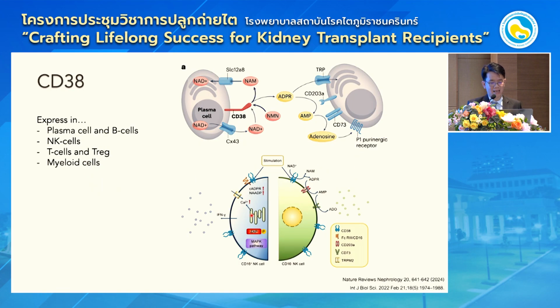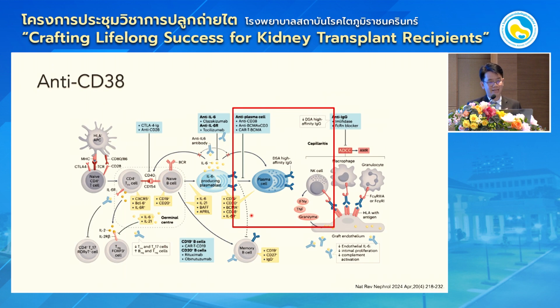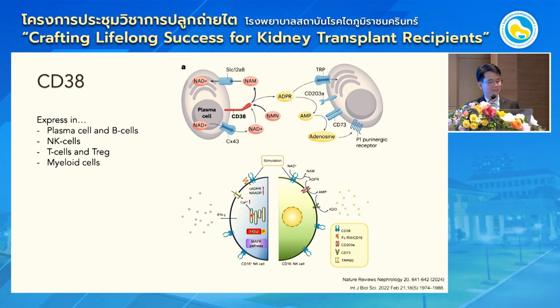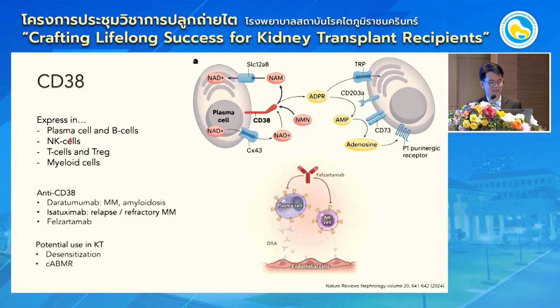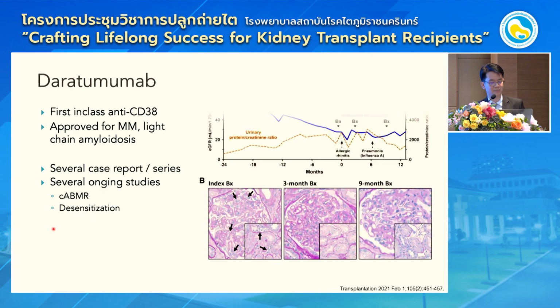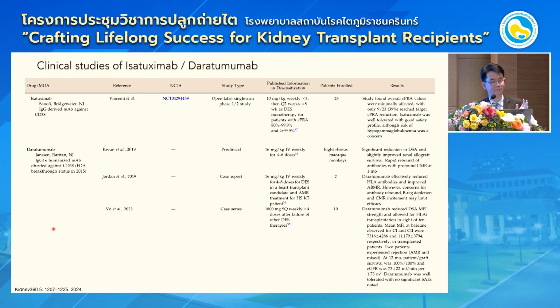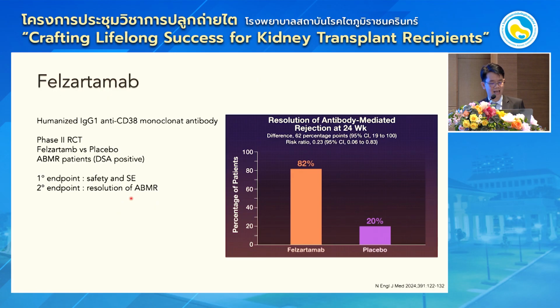And now we have the medication that hematologists already use for multiple myeloma. We call it anti-CD38, which can be expressed in both plasma cells and NK cells. Many new medications like daratumumab or felzartamab have been shown to decrease the DSA, the rejection, and the inflammation from the allograft. Many more studies about anti-CD38 will come.